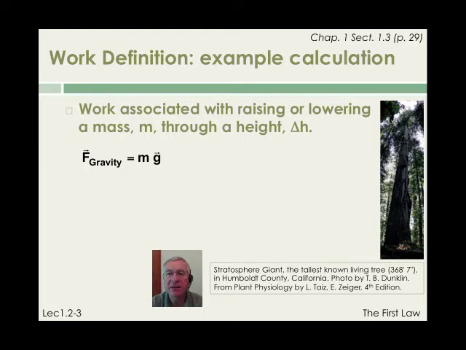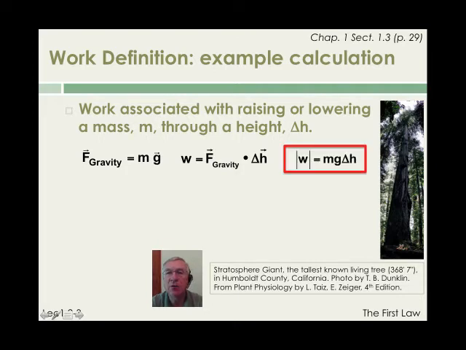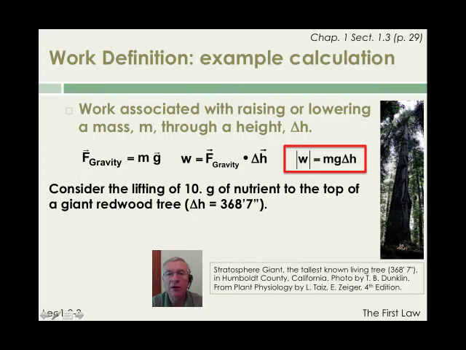The work is then the dot product of the force by the displacement, delta h. The magnitude of the work is then equal to the product m, g, delta h. Let us calculate, for instance, the work required for the lifting of 10 grams of nutrient to the top of a giant redwood tree of height delta h equals 368 feet and 7 inches.